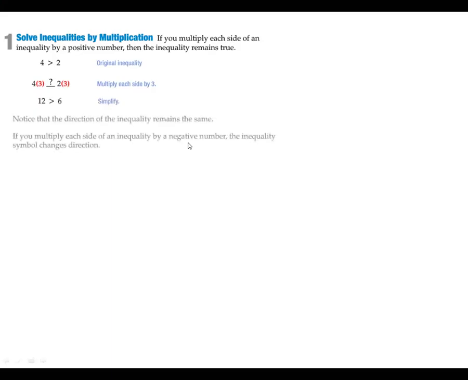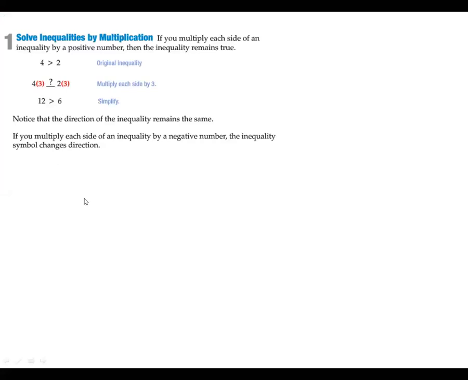If you multiply each side of an inequality by a positive number, the inequality remains true. So if you multiply both sides of this inequality, 4 is greater than 2, by 3, you're just making each side 3 times as big. So the right side is still going to be greater than the left side. Notice that the direction of the inequality remains the same because it's still true.